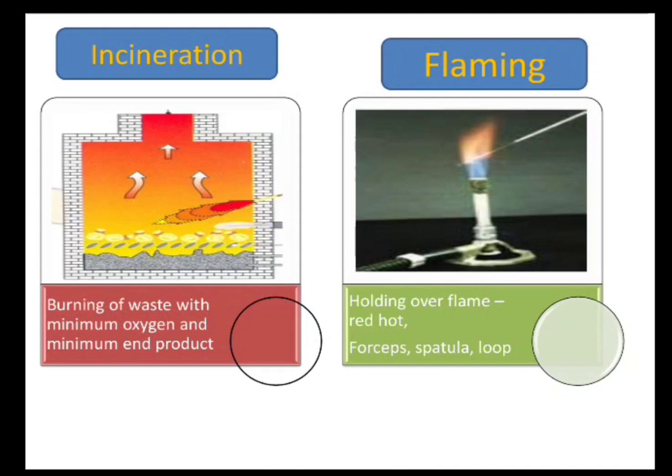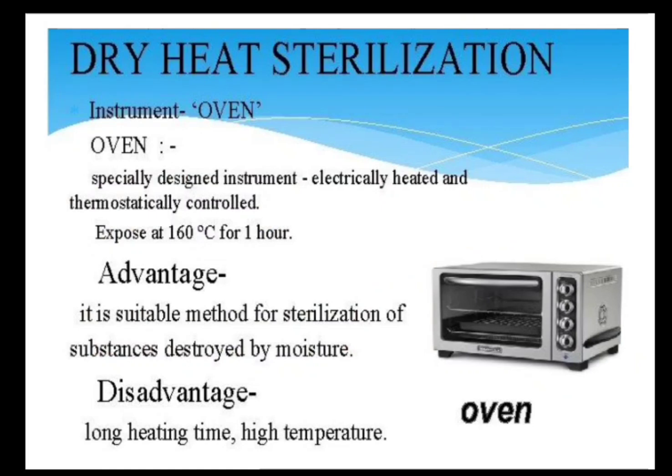You need to achieve quick sterilization. Even your forceps, you do the flaming. So this is the flaming technique. You do it for spatula, you do it for forceps, you do it for inoculation loop. This is the example. Moving on to dry heat sterilization, another technique, that is your oven.